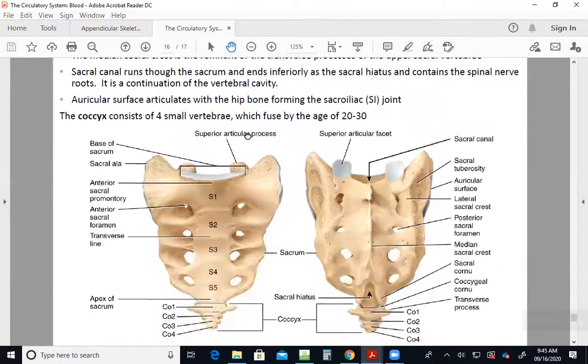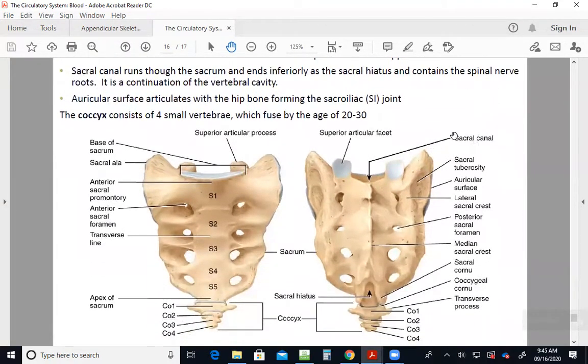And then over in the posterior view, highlight the sacral canal, which is an opening, kind of like the vertebral foramen. Remember, the vertebral foramen was where the spinal cord is, right? Okay. And this canal runs down. It's deep to this, so you can't actually see it. But there's an opening at the bottom that you'll need to highlight called the sacral hiatus.